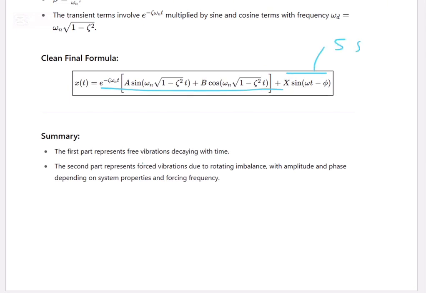The first part represents free vibration with the decaying term. The second part represents forced vibration due to rotating imbalance. This is the second part. The phase depends on the system properties, the force, and the frequency.